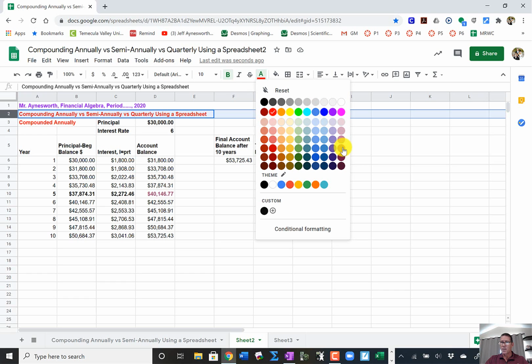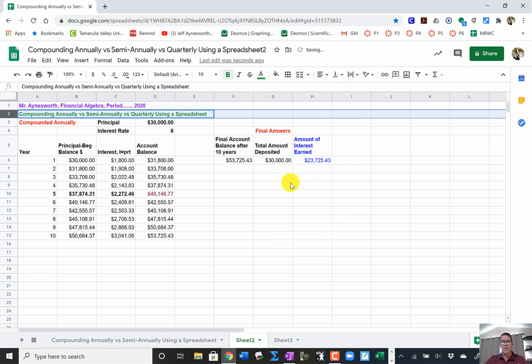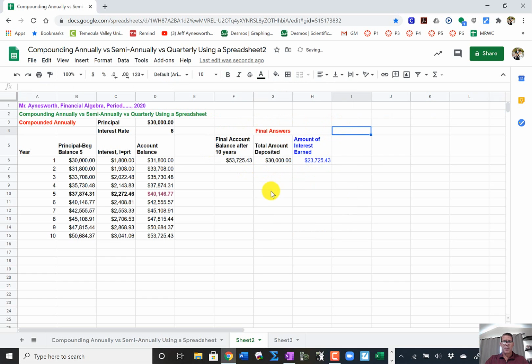I don't know. Green. Green's good. All right. So there's my title. And in the first example here, we compound annually with a principal of 30,000. I was talking about last time too that this is a dynamic program. This is what's so cool about it.